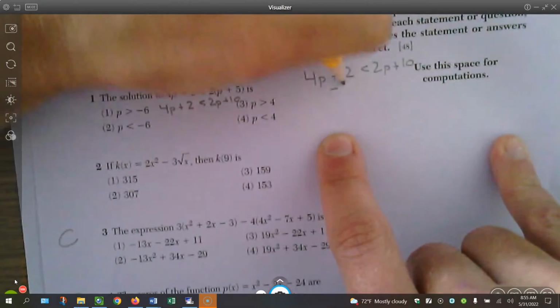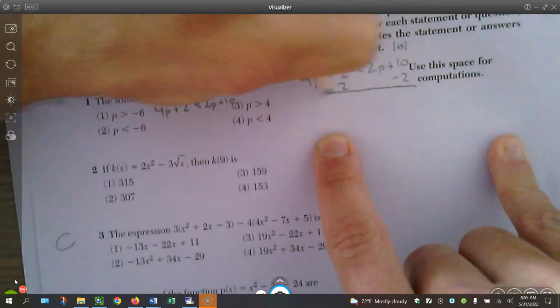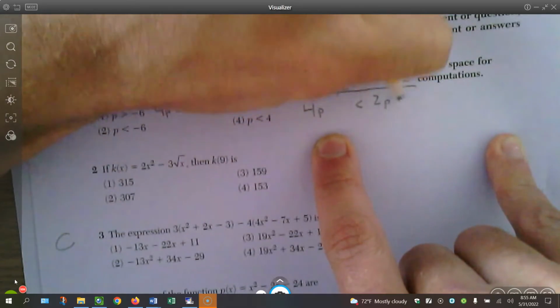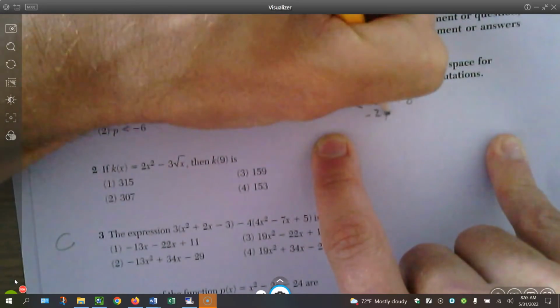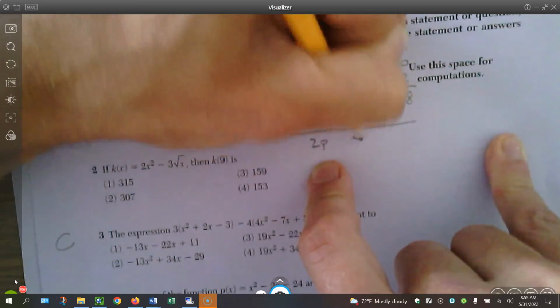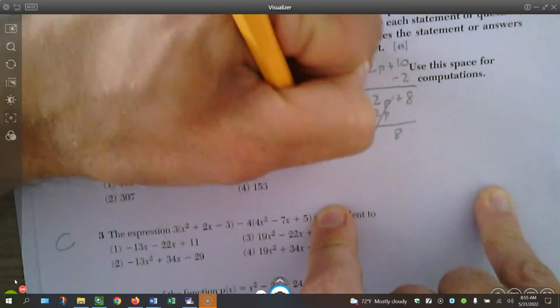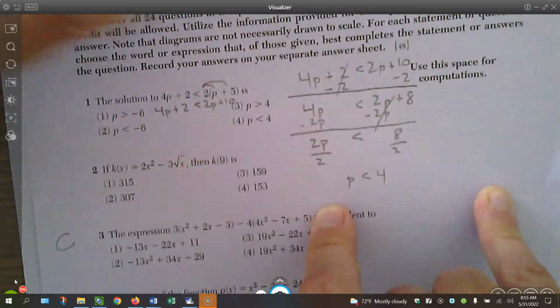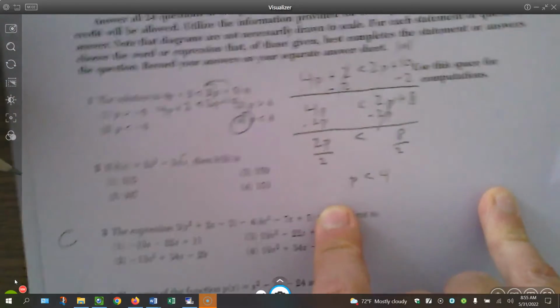Your goal is to get the numbers on one side, so minus the 2: 2p plus 8. Subtract 2p. 2p is less than 8. Divide by 2, divide by 2. p is less than 4. So that's going to be choice 4.